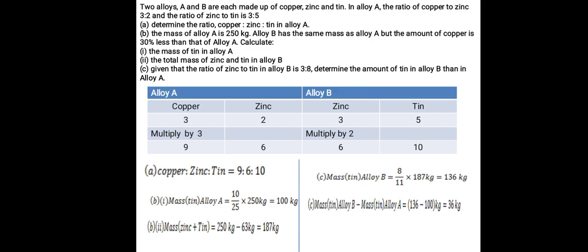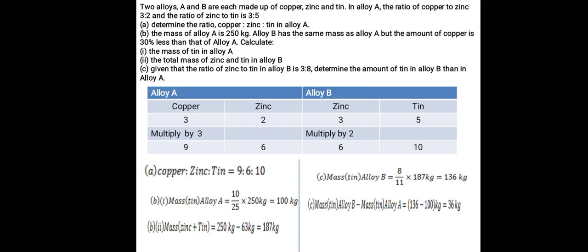Part B, you have been asked: the mass of alloy A is 250 kilograms. Alloy B has the same mass as alloy A, but the amount of copper is slightly less than that of alloy A. Calculate, A, the mass of tin in alloy A. Now, if you add the total ratio of 9 to 6 to 10, we get 25. Out of that 25, tin is 10. So you take 10 over 25 multiplied by 250, and you get that the mass of tin is 100 kilograms.